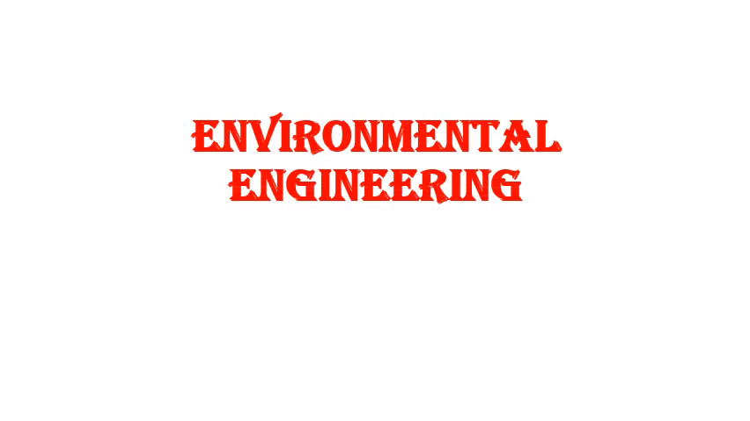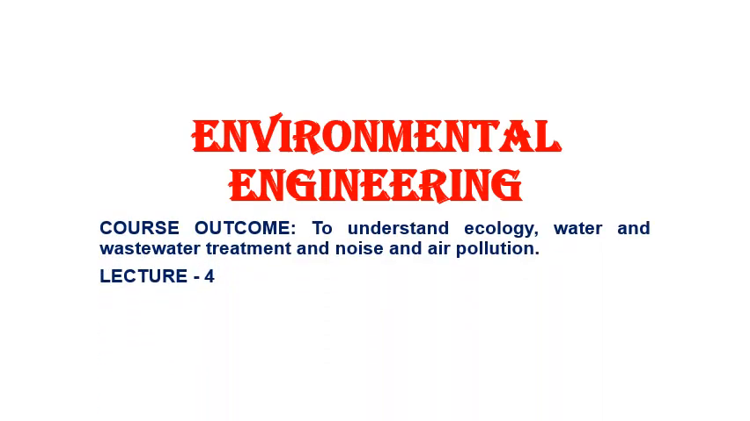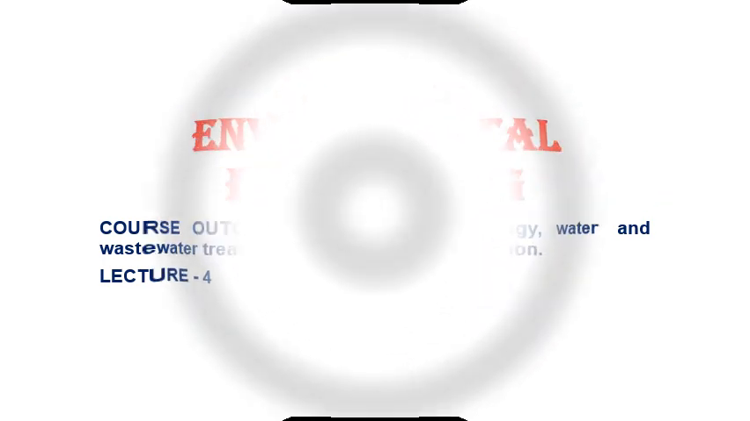Hello viewers, today we start lecture number 4 on environmental engineering. In this lecture, we discuss further processes to make the water potable. So we take another process which is known as plain sedimentation, also called type 1 settling.